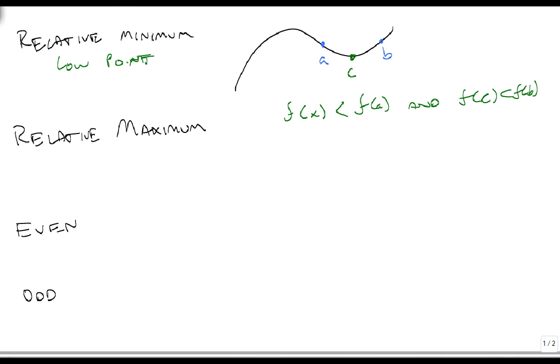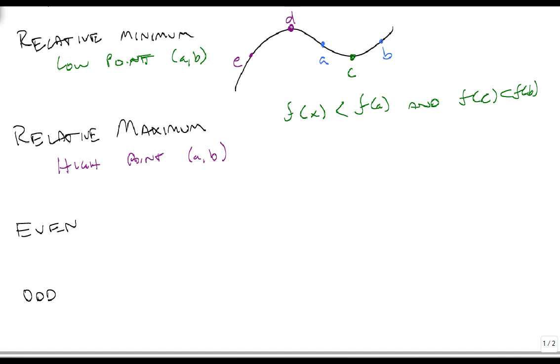A relative maximum, on the other hand, would be this point d, which is between e and a. And so a relative maximum then is a high point within some interval from a to b. Now, 2 more definitions, and then we're going to give our last one.